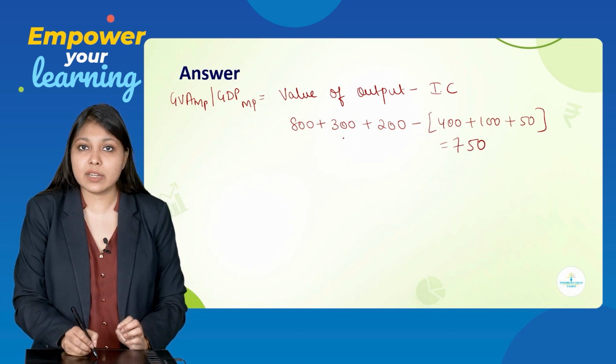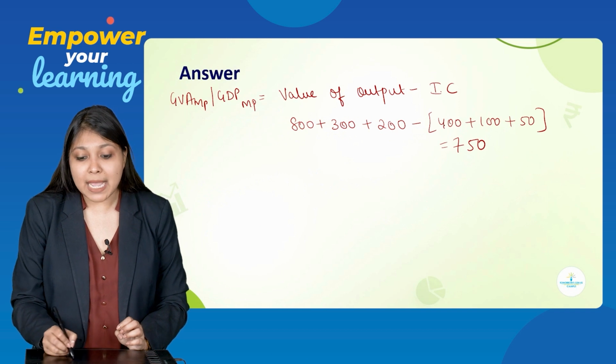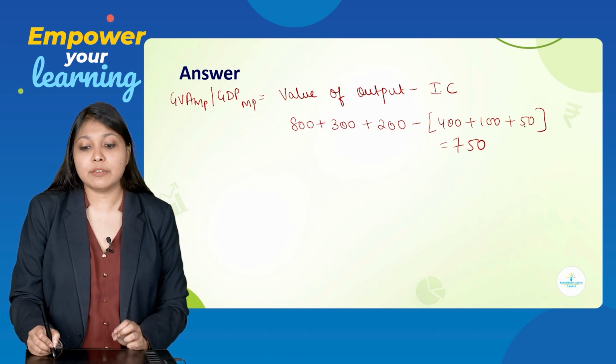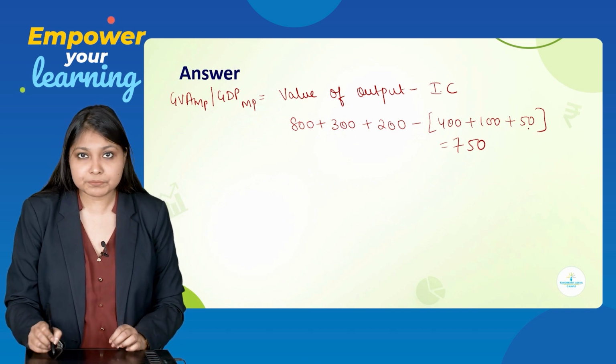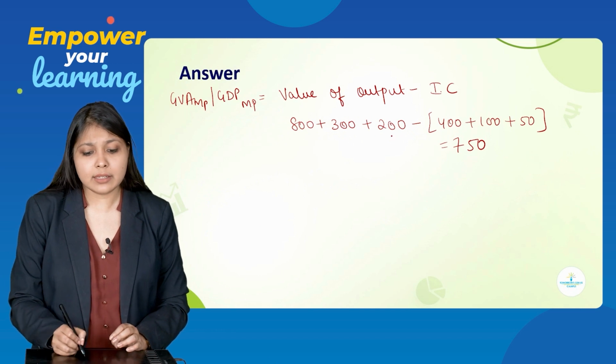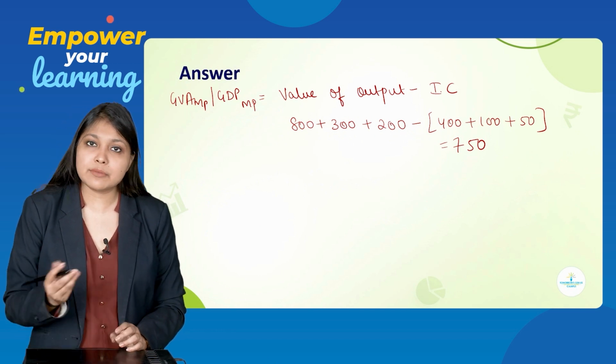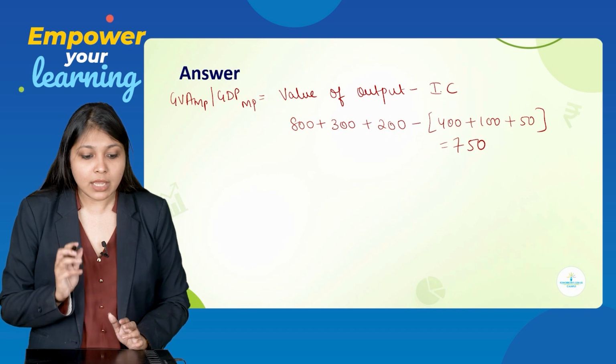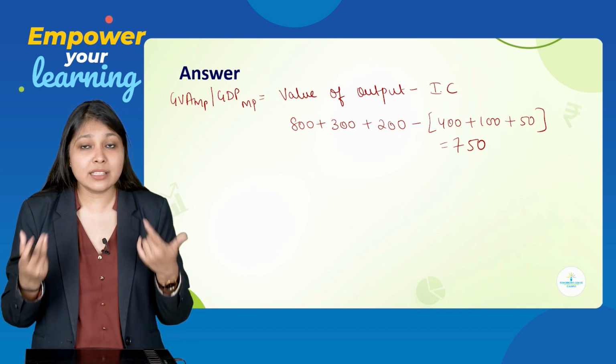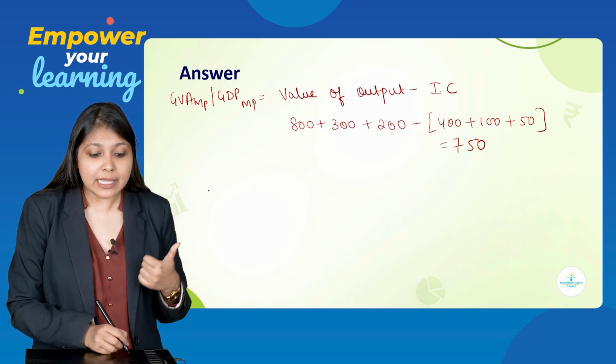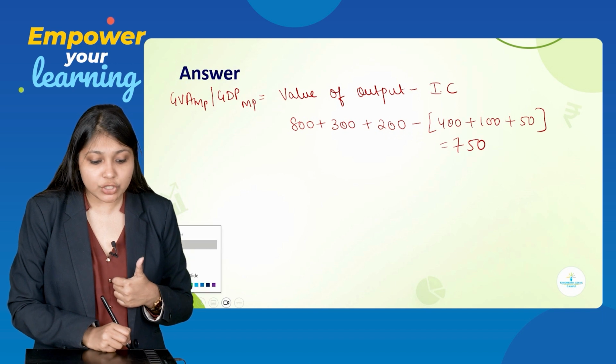800 plus 300 plus 200 minus 400 plus 100 plus 50. So here comes 550 and here 1300. So 1300 minus 550 is your 750. Now you got GDP MP. Another thing they have told us to find out is national income.